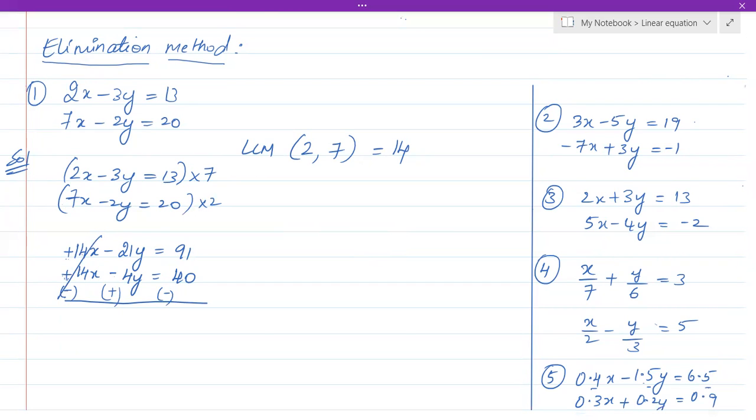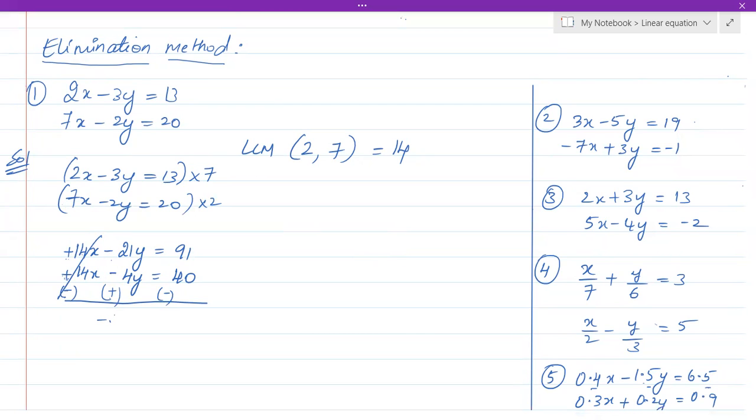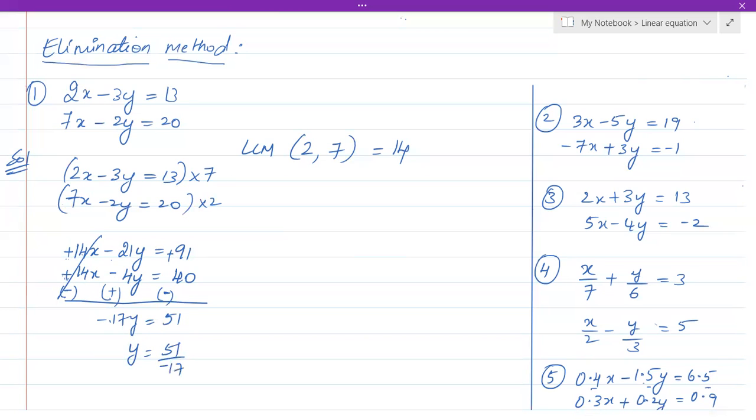Now if you observe, in the first equation it is minus 21y. In the second equation you should not take this symbol. Remember that, you should take the new symbol. So it is plus 4y. Minus 21y plus 4y gives you minus 17y. Again, this is plus 91 minus 40. 91 minus 40 is 51. Therefore, y is equal to 51 by minus 17.